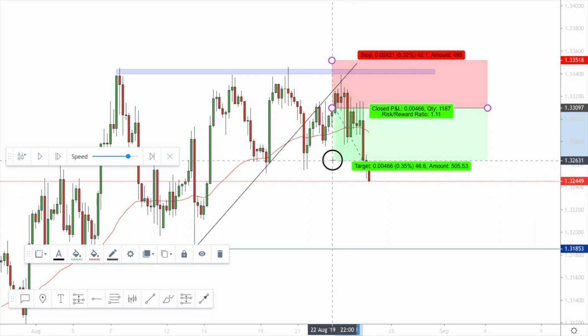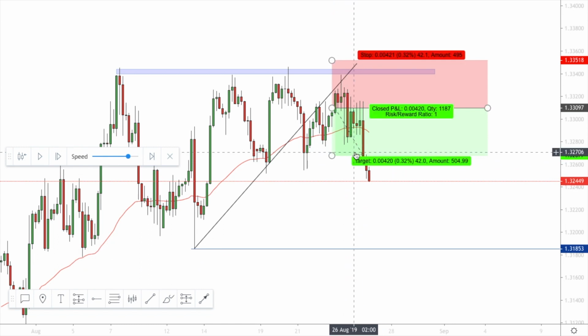So what I like to do, as soon as the trade is running 1%, so at this point here, I would have moved this trade to break even. Now that's our first point of trade management. As soon as the trade gets to 1%, move it to break even.